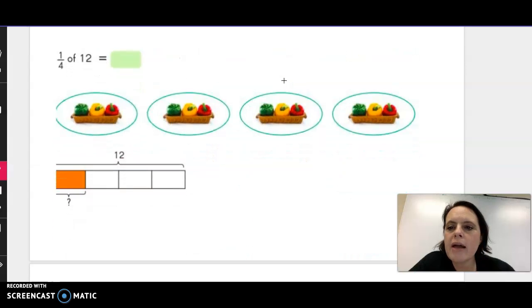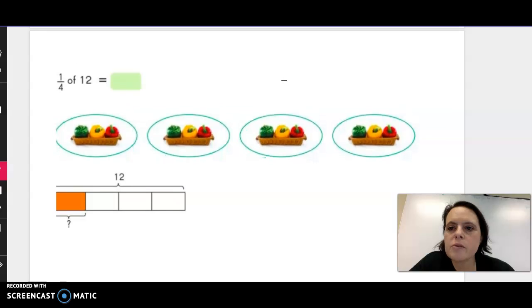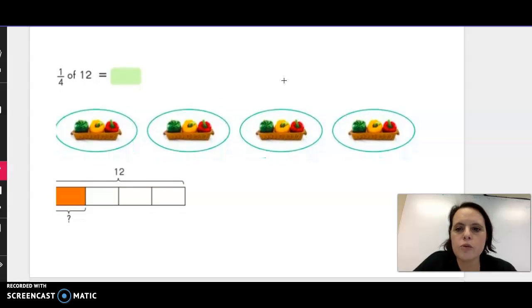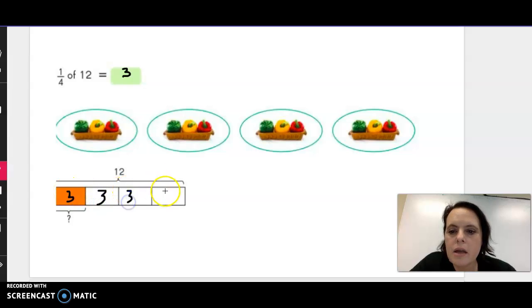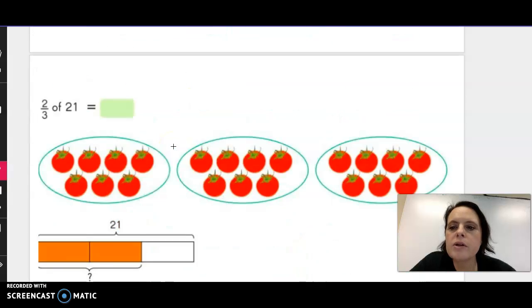I want you to try that with these peppers. What is 1/4 of 12? You're going to look at one of those circles. See that there's 3 peppers in one of those circles. We can also use bar modeling to help us with that. Each of these would have 3, and we are only interested in one of those, which is right there.